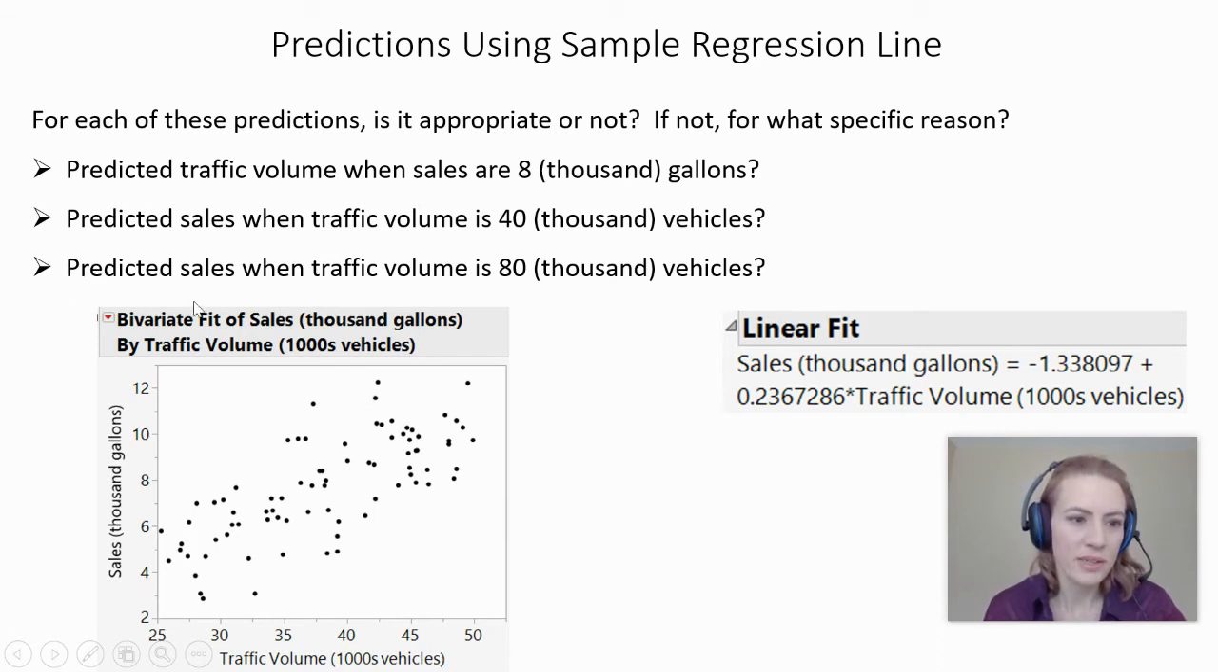And then lastly, predicting the sales when the traffic volume is 80. Well, traffic volume, so it is an X, but 80 would be off the graph. We don't know if the linear trend continues. So we shouldn't do the third one because it would be an extrapolation.